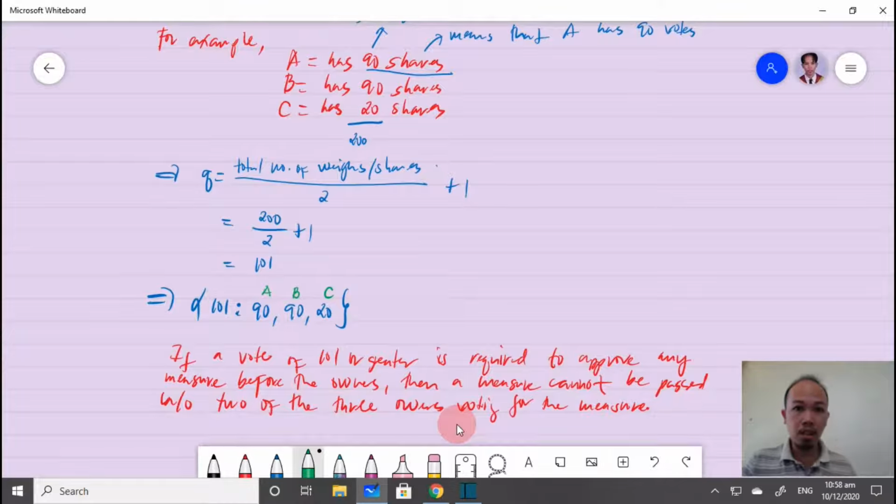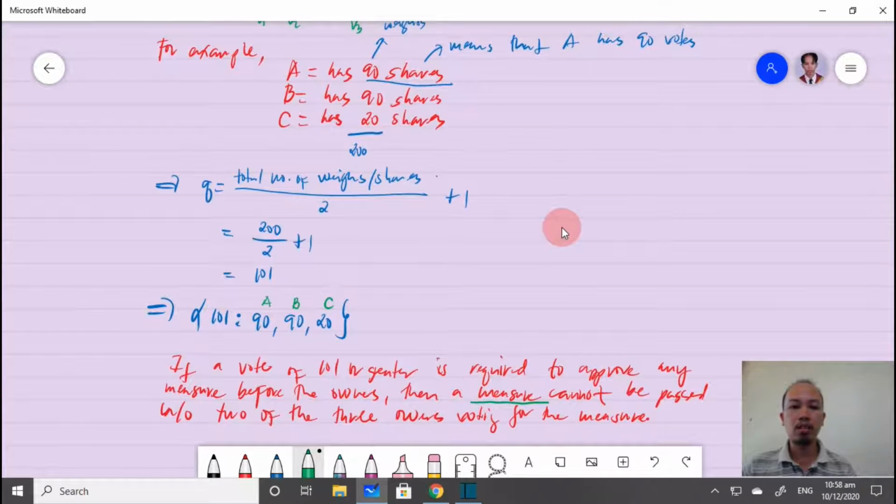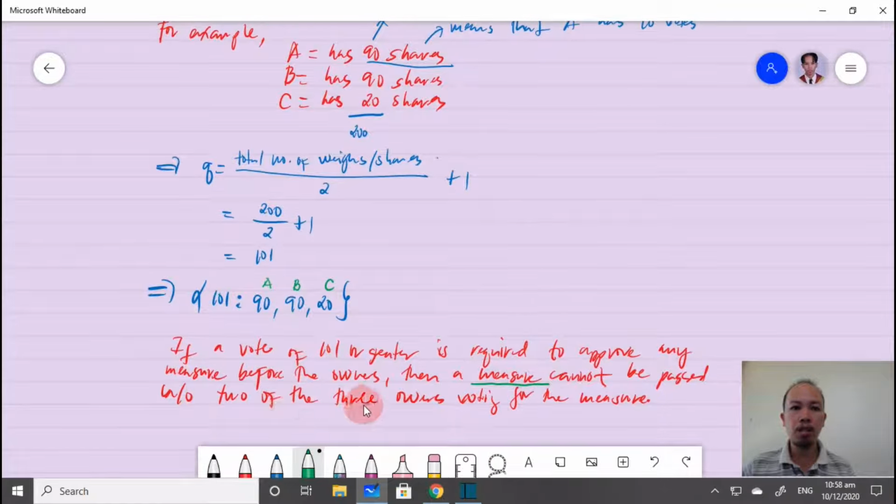So this measure here means that, for example, in the Mang Inasal company, they want amino to be added in their company, just like fried chicken, where it was cooked in, let's say, a volcano. So they want to pass that kind of menu. So it cannot be passed without two of the three owners. The owners are A, B, and C, three owners, for voting the said menu. Why?